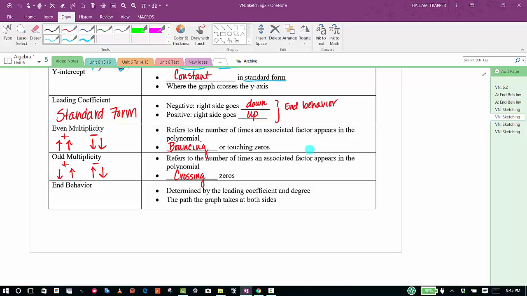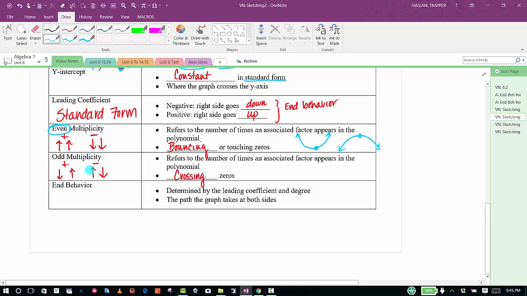And we know what multiplicity means, anything higher than a degree of 1. If it's even, we refer to it as a bouncing zero. So it goes down, it touches the zero, and it turns around, right? And that's actually going to make a relative min or max for you if it's a bouncing zero. That's part of what it creates.